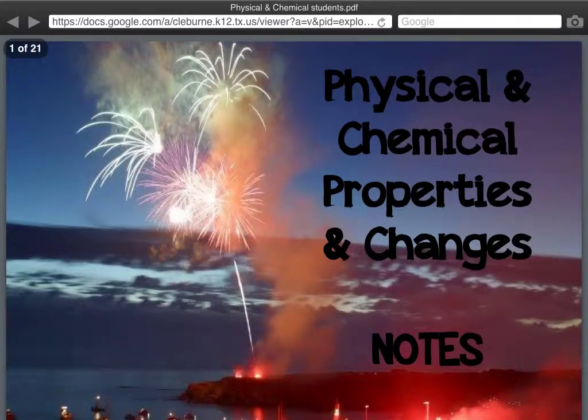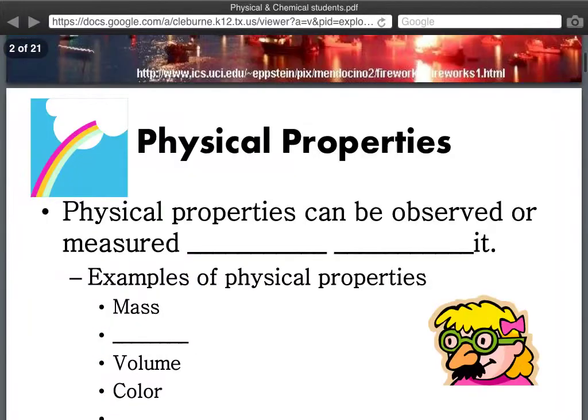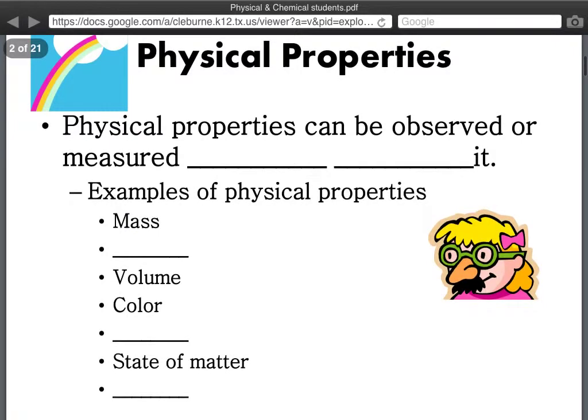Today we're going to be talking about physical and chemical properties and changes. We're going to talk about those. We're also going to talk about the difference between a property and a change, which is very important for you to know. The first thing that we're going to talk about is physical properties.